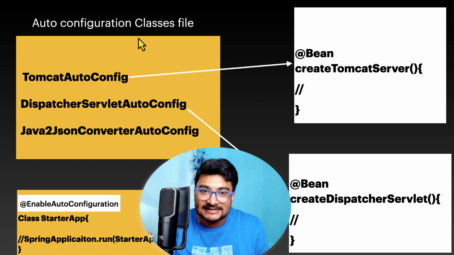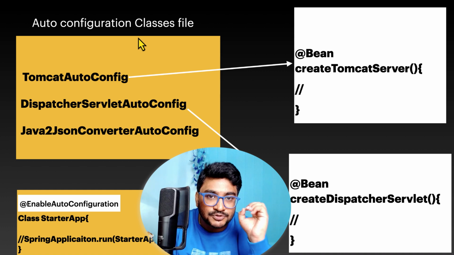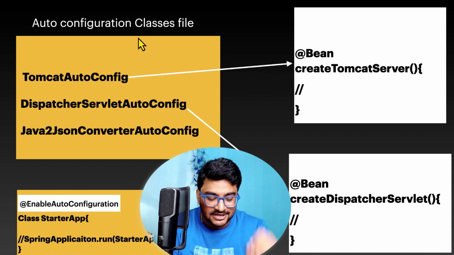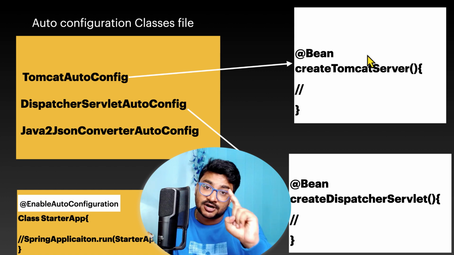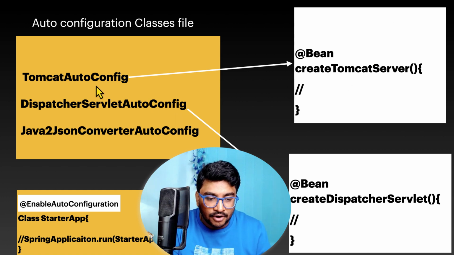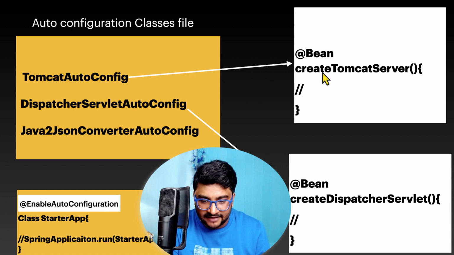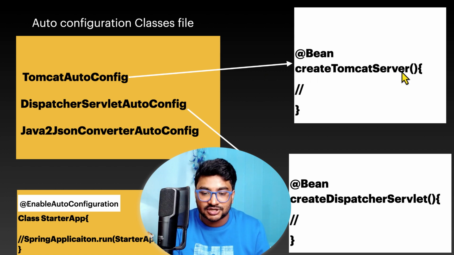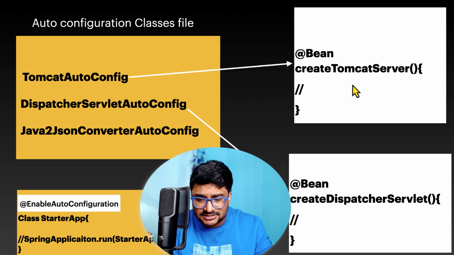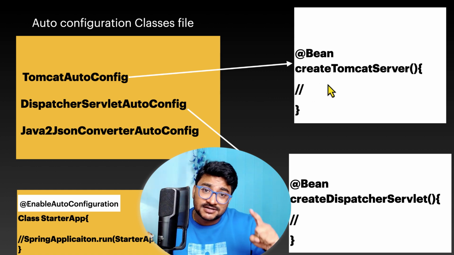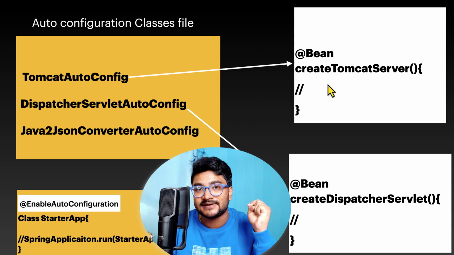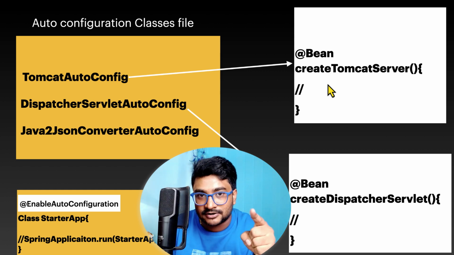Spring Boot has intelligence, and this intelligence comes from some conditional annotations. These conditional annotations mean this bean will be created but based on a condition. For example, in Tomcat auto configuration you are having here, you are just saying create Tomcat server. Maybe you will be creating a Tomcat server bean here, but this bean will not be created directly. Based on some condition, this bean will be created. Let's say you are creating a standalone application.